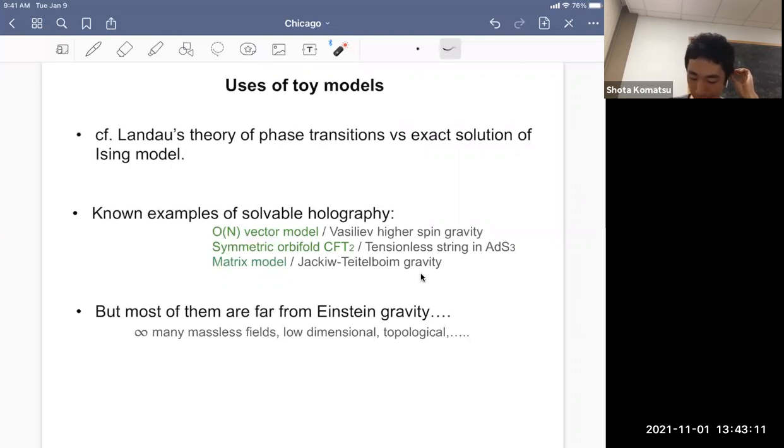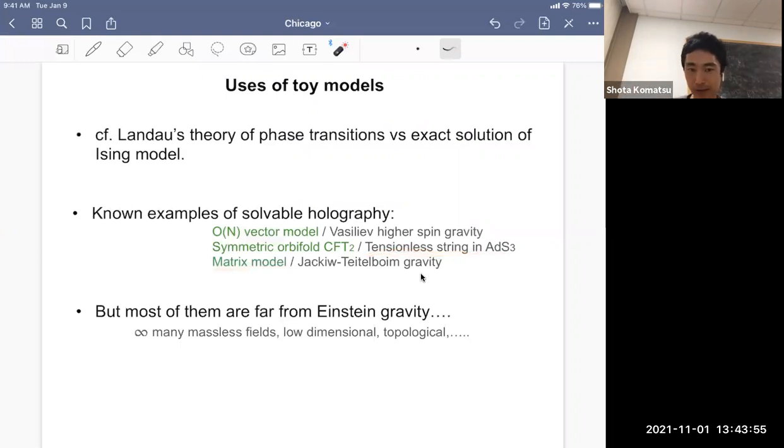There are several known examples of solvable holography, and I just listed three of them, which were recently studied. The first one is the O(N) vector model, which is known to be dual to what's called Vasiliev higher spin gravity theory. Another one, which has been attracting a lot of attention recently, is the symmetric orbifold CFT2, which is supposed to be dual to tensionless string in AdS3 spacetime. And also recently, a lot of effort has been put into the study of the duality between matrix models and 2-dimensional Jackiw-Teitelboim gravity.